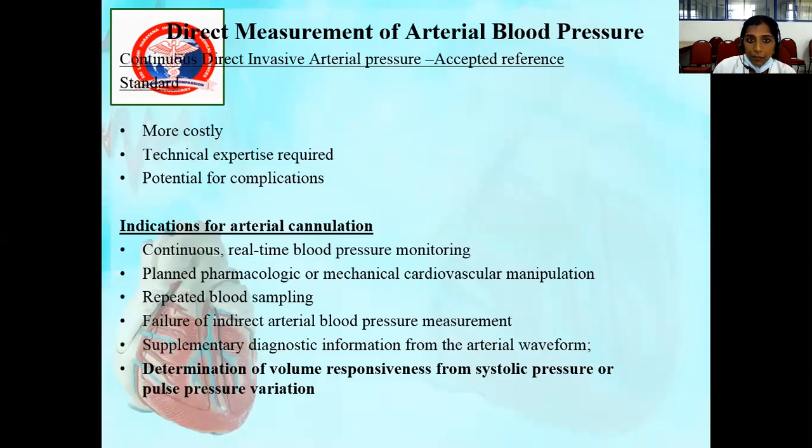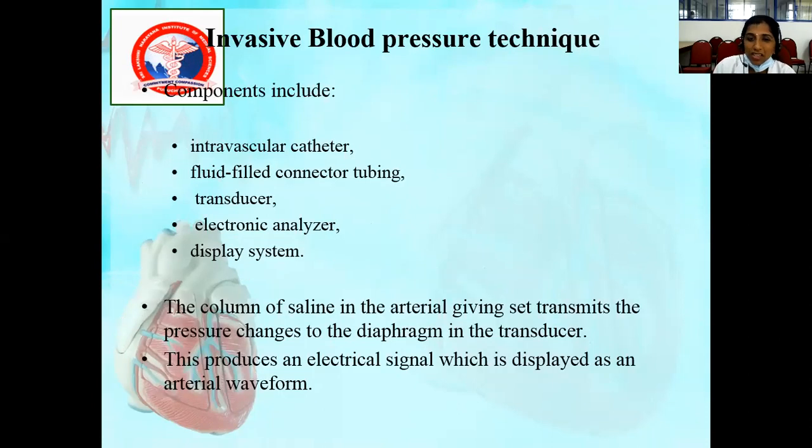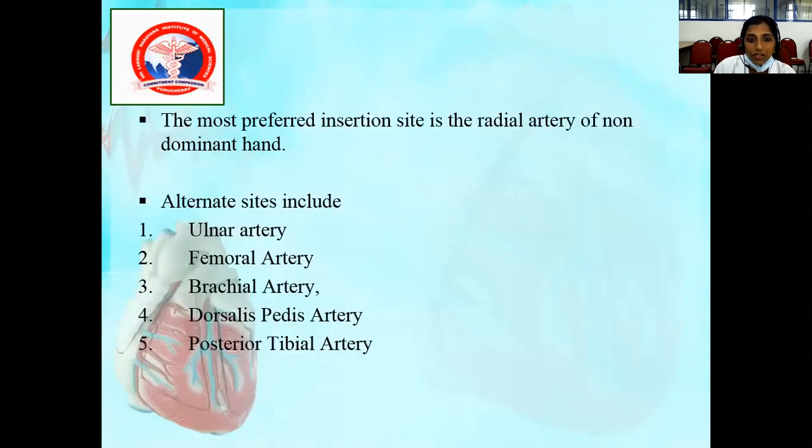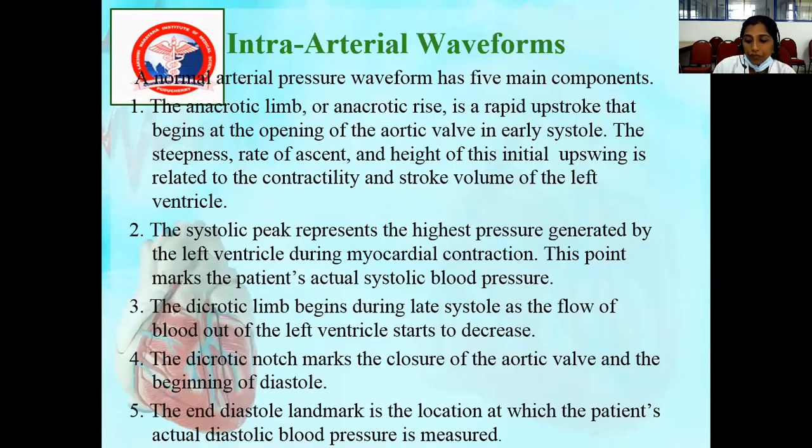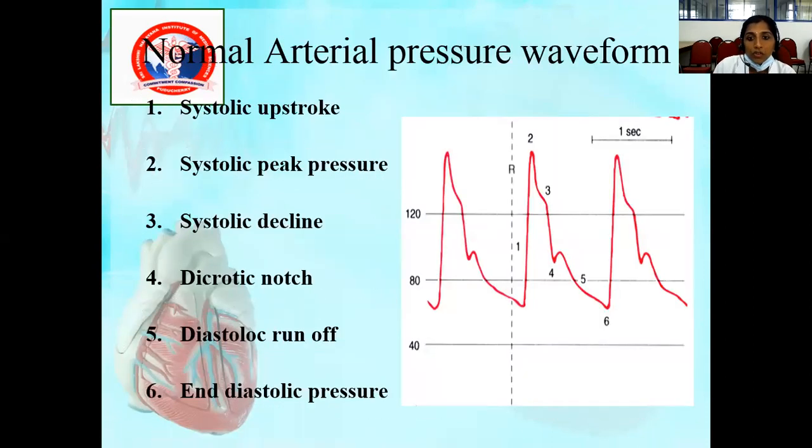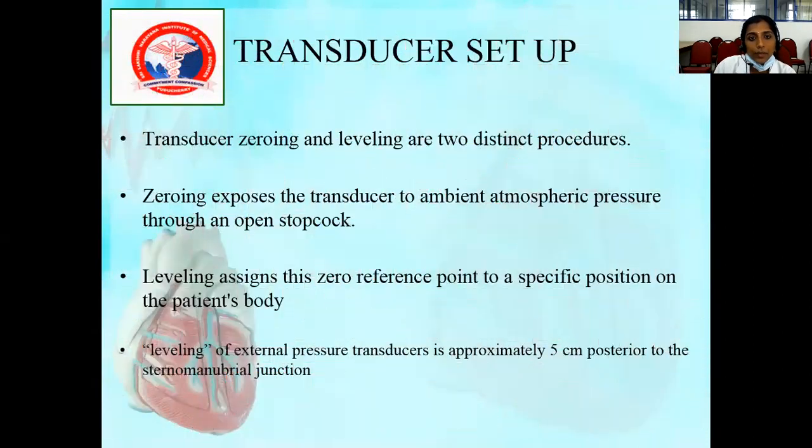Then we have direct measurement of arterial blood pressure. Basically, we put an invasive arterial line, and from that, we plot the graph, and from that, we can read the blood pressure. This is done mainly for advanced cardiac surgeries. So this is the waveform. So we'll skip this part.